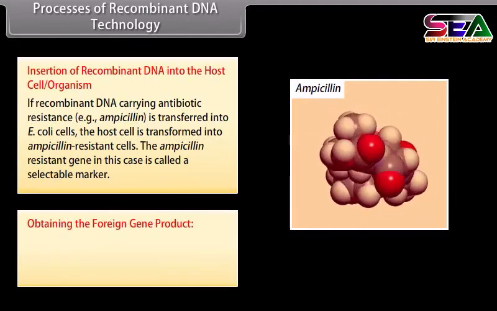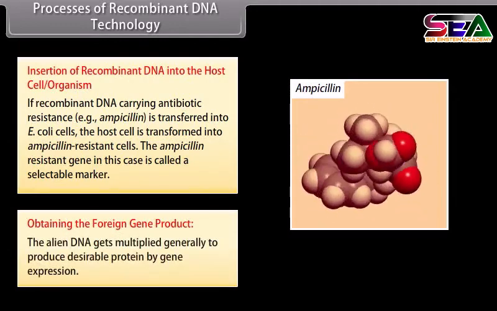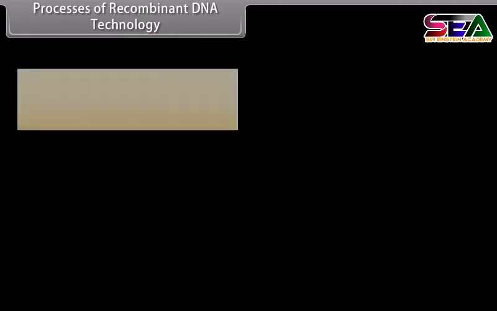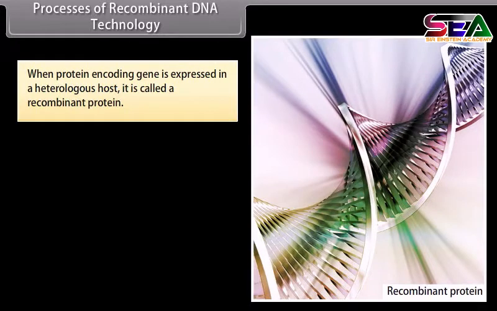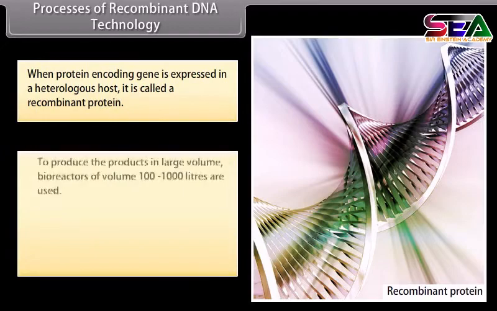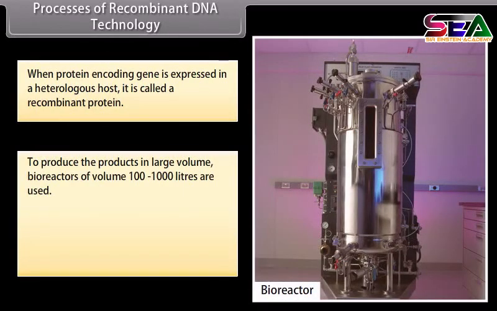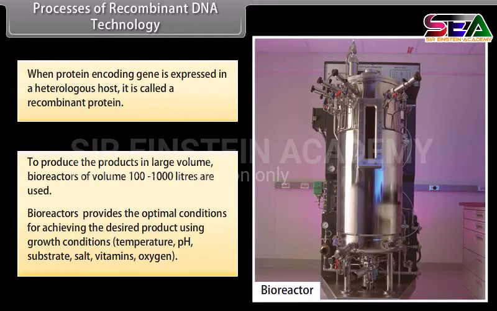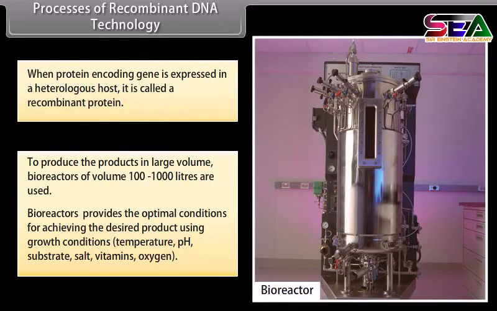Obtaining the foreign gene product. The alien DNA gets multiplied generally to produce the desirable protein by gene expression. When a protein-encoding gene is expressed in the heterologous host, it is called a recombinant protein. To produce products in large volume, bioreactors of volume 100 to 1000 liters are used. Bioreactors provide the optimal conditions for achieving the desired product using growth conditions, temperature, pH, substrate, salt, vitamins, oxygen.